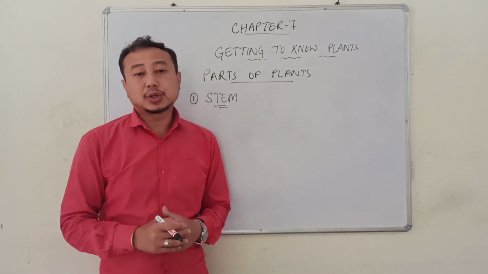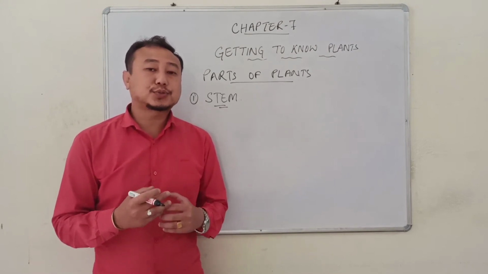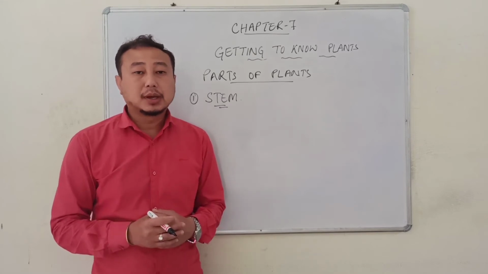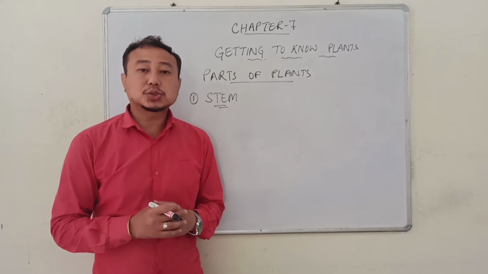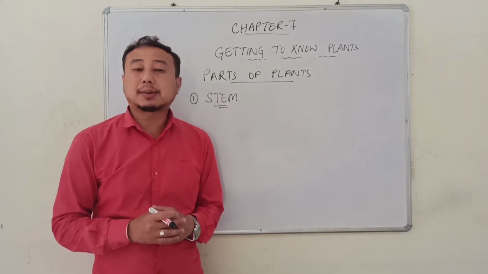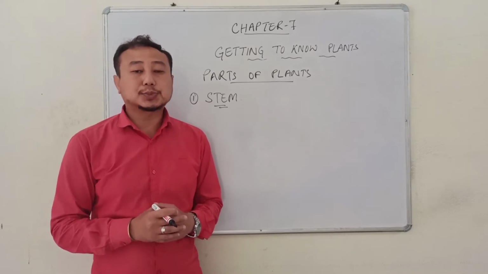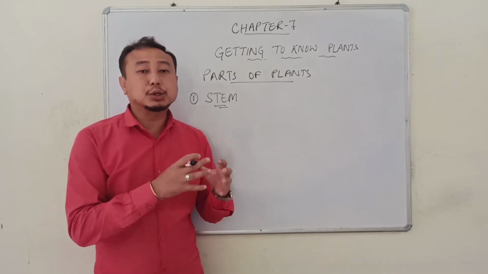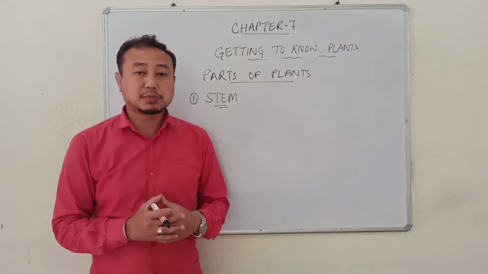Stem is the main portion of the shoot part of the plant. It holds the leaves, fruits, flowers, and the branches. The stem performs a very important function, that is to supply water and minerals absorbed by the root to different parts of the plant. Above that, it also helps in transporting the food materials produced inside the leaf during the process of photosynthesis to different parts of the plant.